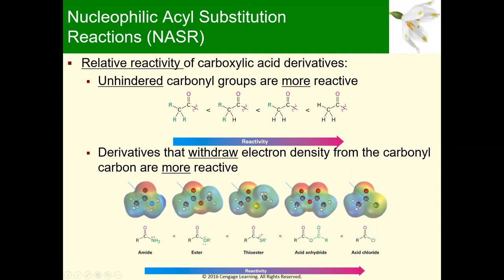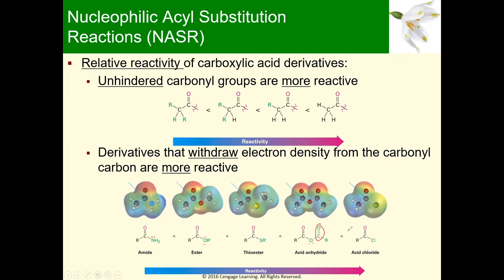Same thing with the sulfur too, but it's just not as effective. Okay, and with the anhydride, you've got that oxygen, that's true. So it does have its lone pairs here, but it's also got to share those with this other carbonyl over here. So it's just less electron donating than it is with the ester group.